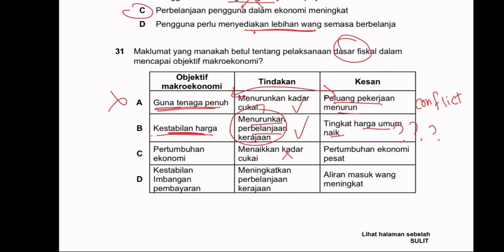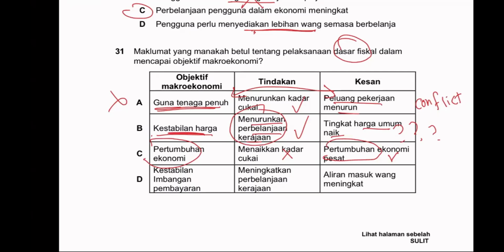Tindakan was correct. Kesan is wrong. Pertumbuhan ekonomi, kesan correct. Tindakan is wrong. Why? When government increase tax, your people will not. It's a burden. Then people don't produce that much of thing. Okay? You want a kestabilan imbangan pembayaran.